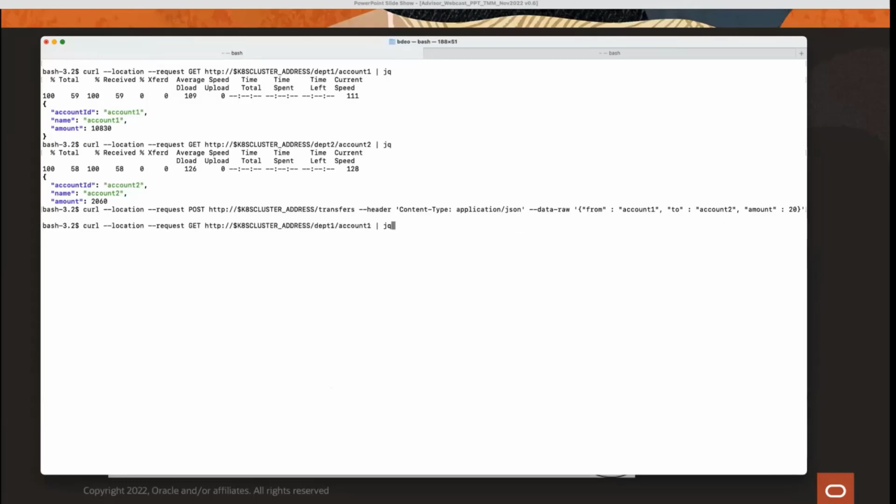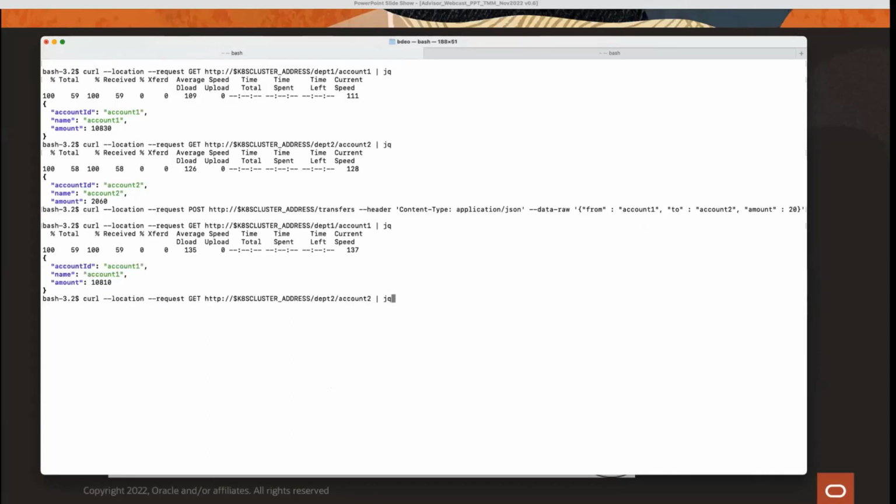In department 1, account 1, the balance has been reduced by 20, so there was a withdrawal. In department 2, account 2, the balance has increased by 20. There was a deposit in this account. So this is how we can see that the exit transaction was successful. We can see this on a KRE dashboard as well.